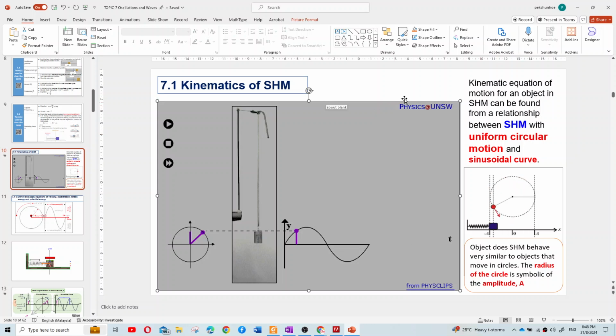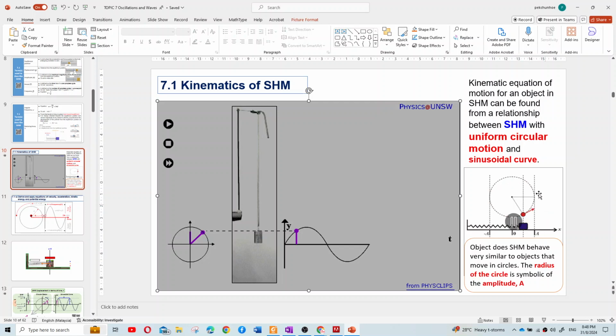Okay, so let's look at this one. So you see, kinematics of simple harmonic motion. The kinematic equations of simple harmonic motion can be found from a relationship between simple harmonic motion with uniform circular motion and the sinusoidal curve. Actually, this one is an animation but it became an image only. Never mind. An object doing simple harmonic motion behaves very similarly to an object that moves in a circle. The radius of the circular motion is equal to the amplitude.